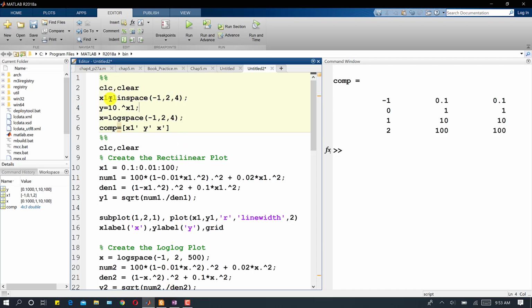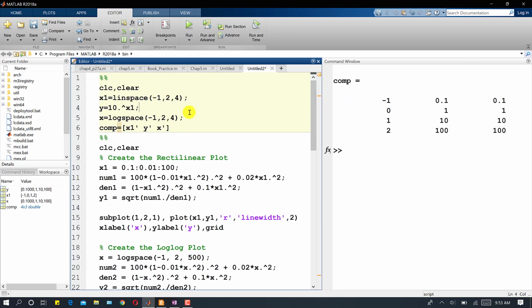Here, as you can see, this is x1 equals linspace minus 1 to 2, 4. We have already learned this. This linear space function will generate 4 values between minus 1 and 2, and it will automatically calculate the spacing. The spacing is the final value minus the initial value, 2 minus minus 1, so it will be 3, and when there are 4 elements, 3 divided by 3 gives a spacing of 1.